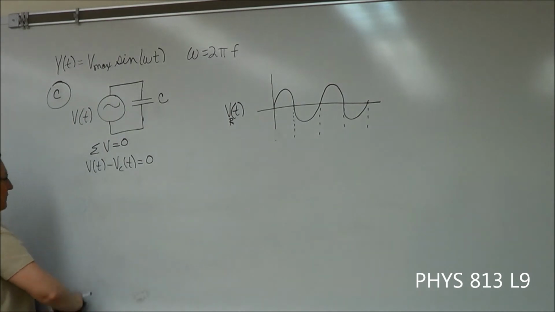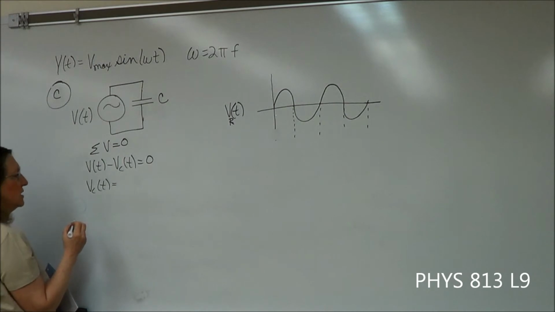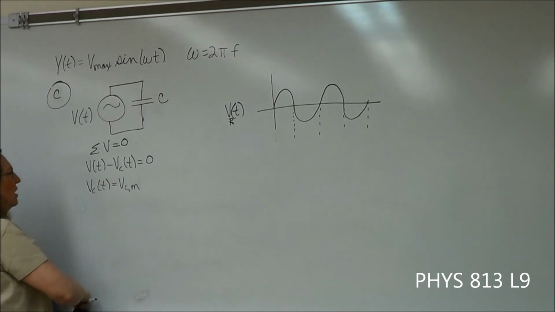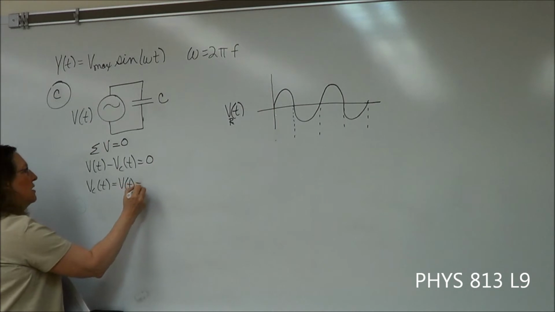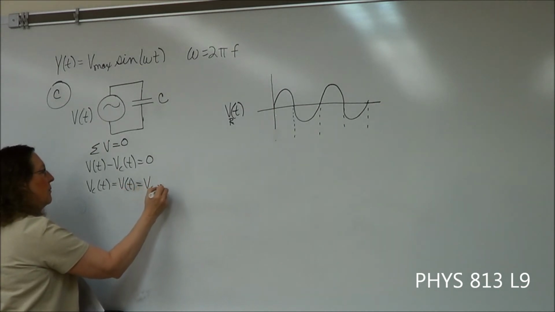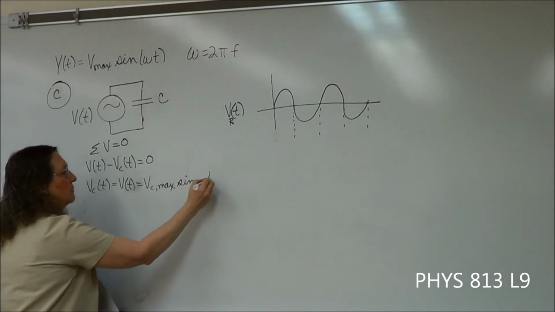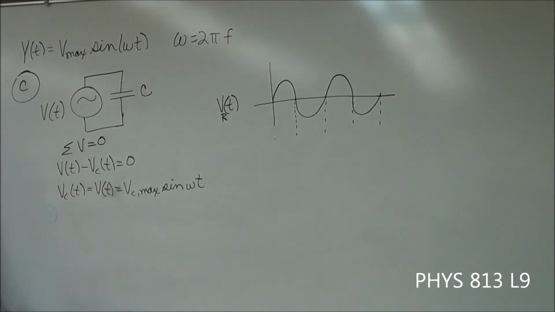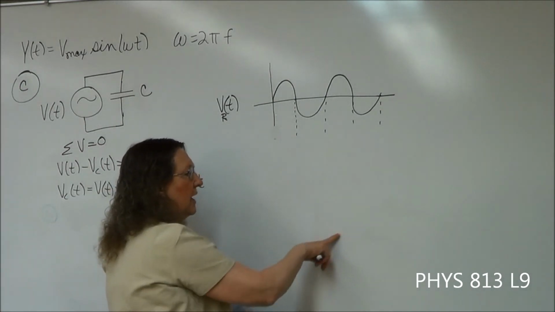And then this is going to be VC of t is equal to, actually, let's do this. VC of t equals VC max sine omega t. Okay, that should be what I had down here, except it's moved up a little bit. Okay, so in our phasor diagram over here, we had voltage and we had current.